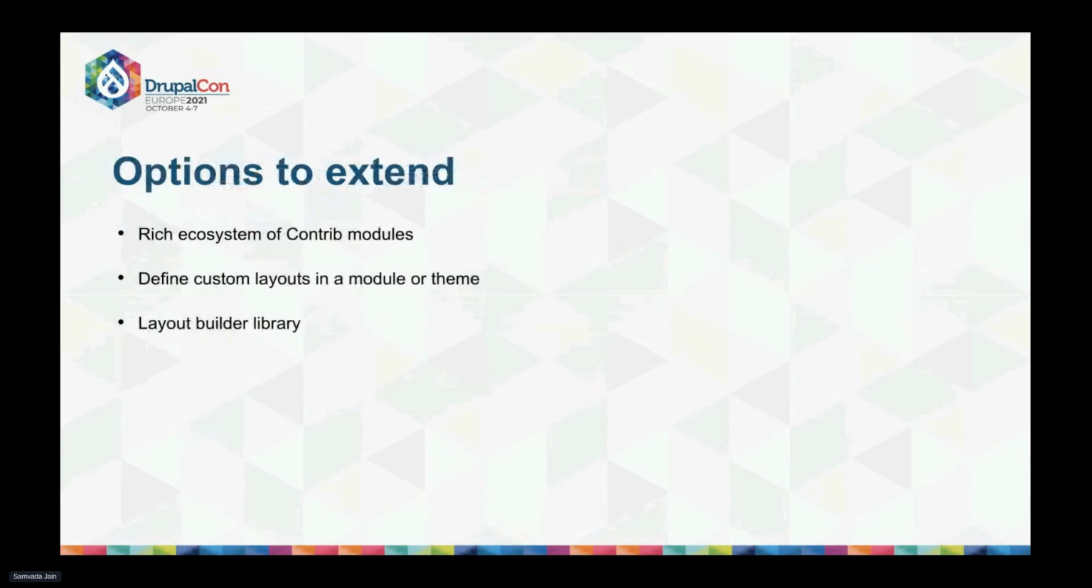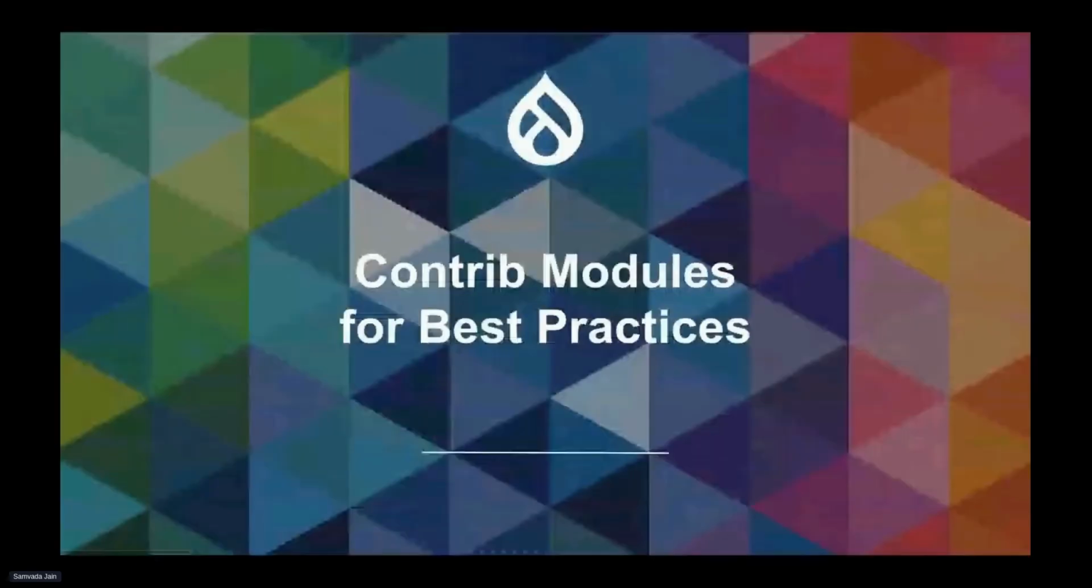So there are a few options to extend your core layout. The first one is to use contrib modules. There is a vast variety of contrib modules. We will go through some of them. The second one is you can also define your own custom layout in your custom module and themes. The third option is using a layout builder library, which is again a module. So, the contrib modules which are involved.